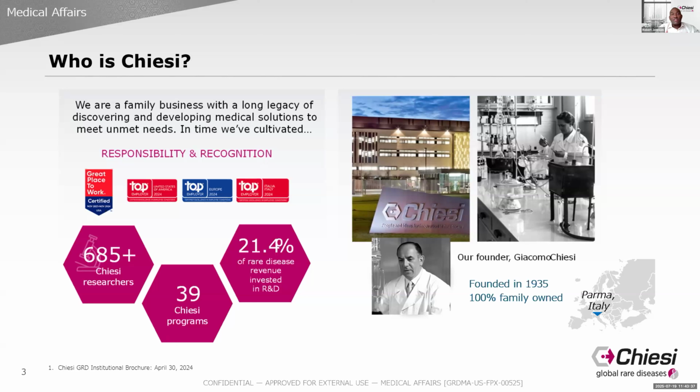In that nature, Chiesi is involved in developing and improving patient relations as well as finding new therapies. For that reason, as you can see, we have over 685 researchers as part of Chiesi as a whole, and 35 Chiesi programs, of which GRD, or Global Rare Diseases, is one. Even within Global Rare Diseases, we have a Hematology Immunology team that is focused solely on rare hematological diseases.